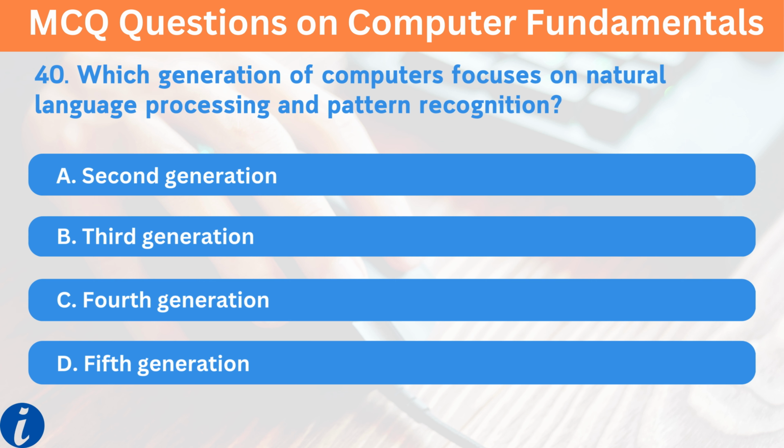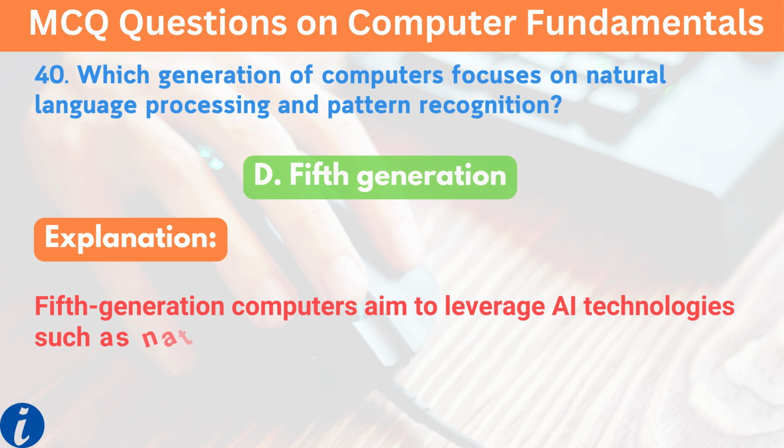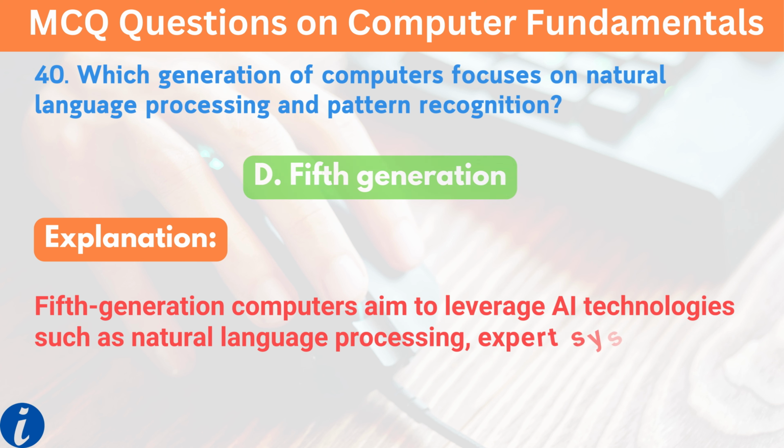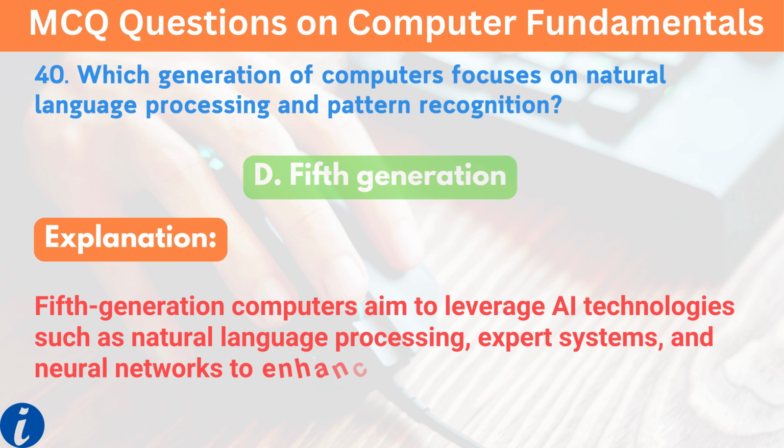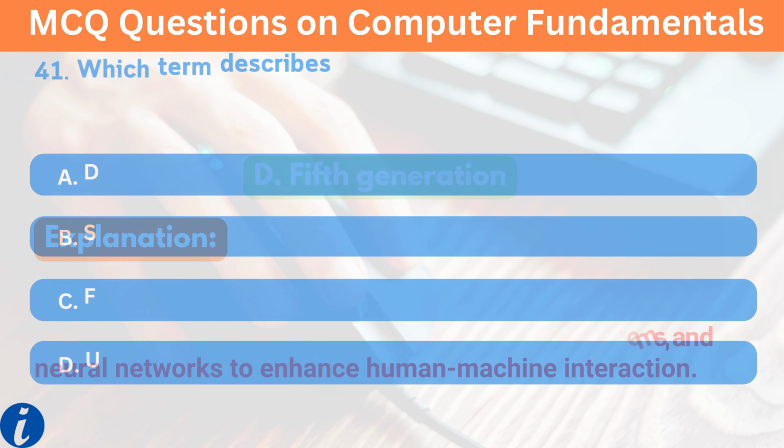40. Which generation of computers focuses on natural language processing and pattern recognition? A. Second generation. B. Third generation. C. Fourth generation. D. Fifth generation. The correct answer is D. Fifth generation. Explanation. Fifth generation computers aim to leverage AI technologies such as natural language processing, expert systems, and neural networks to enhance human-machine interaction.